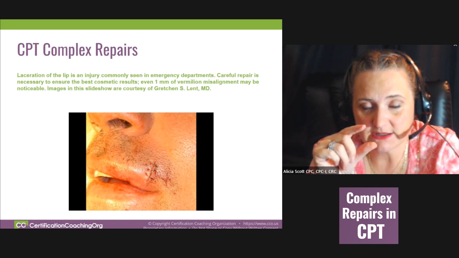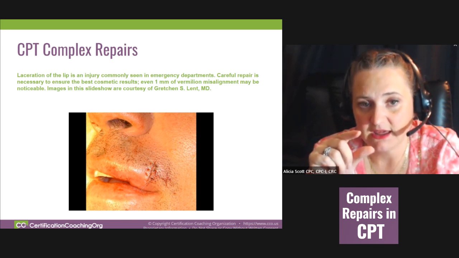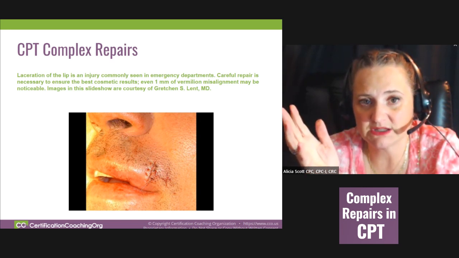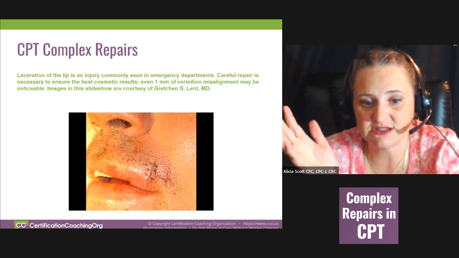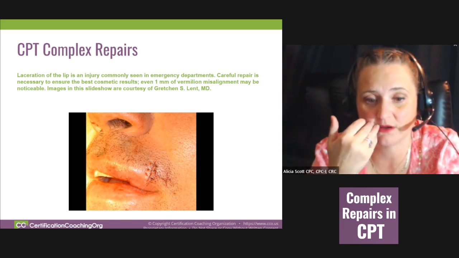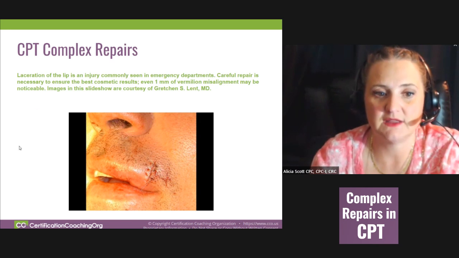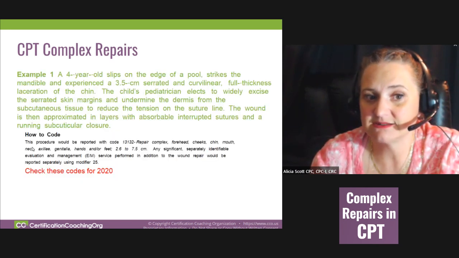when you're looking at something and you think, why would that be a complex repair? We're just doing three little stitches, but it hit the vermilion border. Okay. And that was on our list.